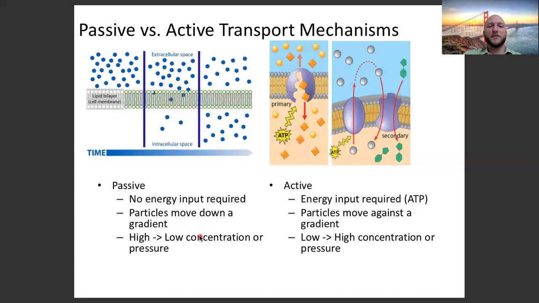Particles move down a gradient. So that gradient has all the energy already in it required for things to move from high concentration to low concentration. No energy input, no ATP used. With active, energy input is required. So ATP is needed to be used in order for that movement across the membrane to happen. Particles are going to move against a gradient. So this means low concentration to high concentration, or low pressure to high pressure. Low concentration to high concentration is against the gradient, and you need to use ATP in order for that to happen.